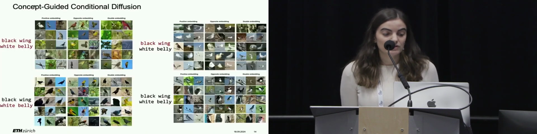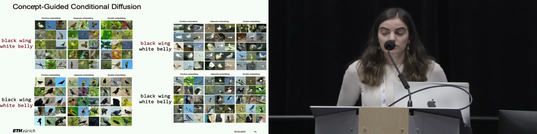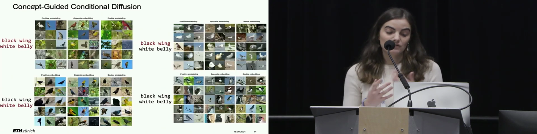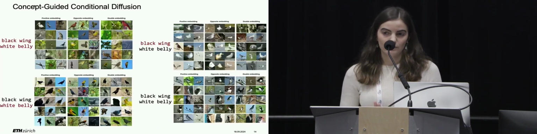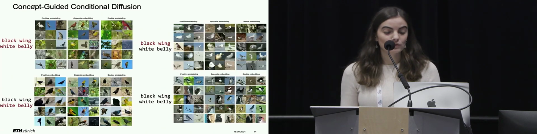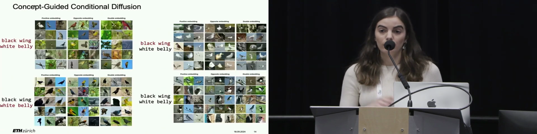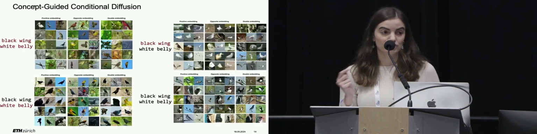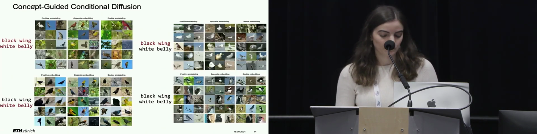These are a few generations that we managed to obtain with our concept-guided conditional diffusion method. Something interesting here is that we were not only able to guide the generations to contain the concept that we were interested in, but also to not contain certain concepts. As you can see here, we have the 4 different possibilities for the concepts black wing and white belly. In some cases, we have images in which none of them are present, or both of them are present, or just one of them, but the other not.